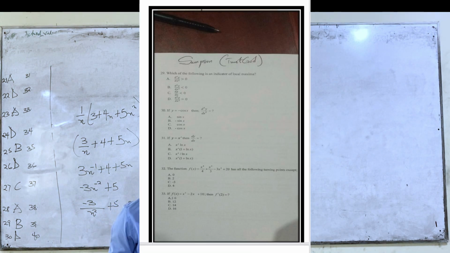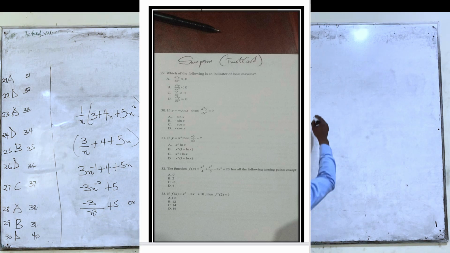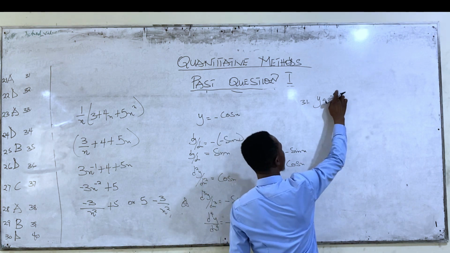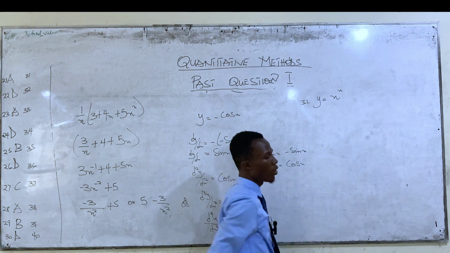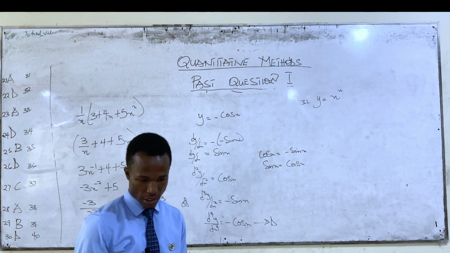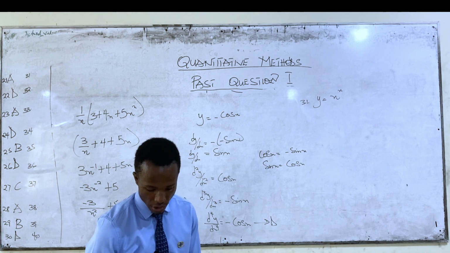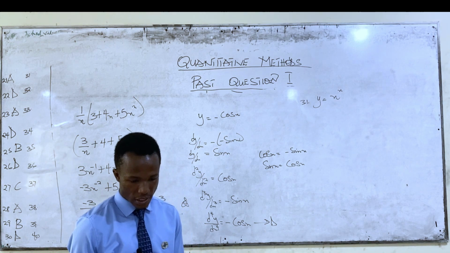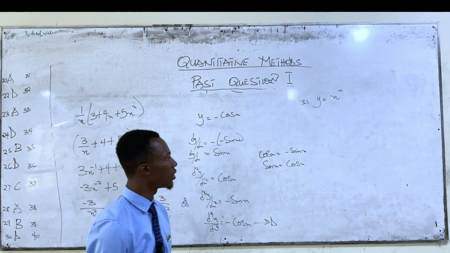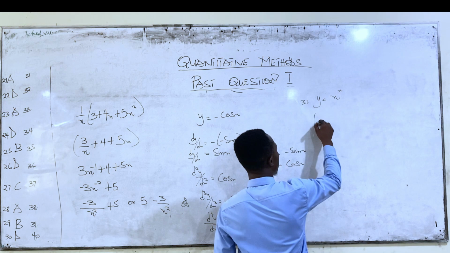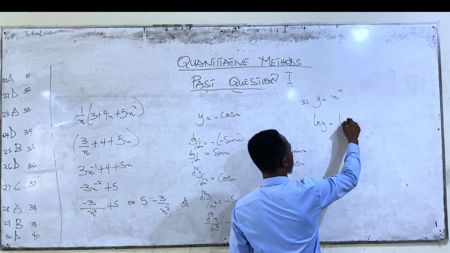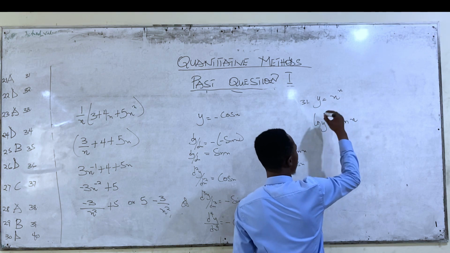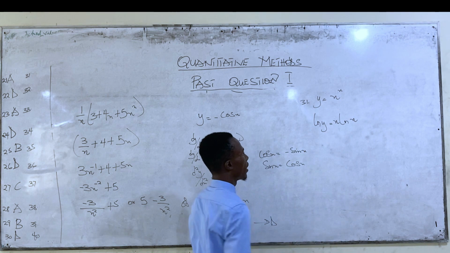Question 31. y is equal to x exponent x. So this is an exponential function. So we are to calculate dy/dx. No, this is a logarithmic function. So we just need to introduce log of both sides. That is ln y equals ln x, but the exponent x will come in front of the ln. So you are going to get it like this.